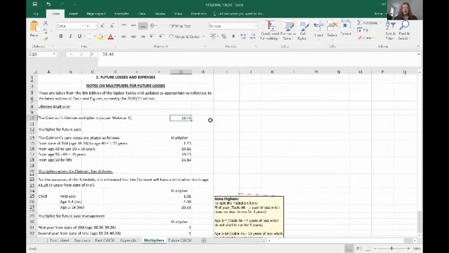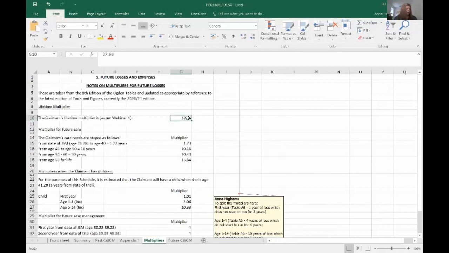So let's say you're in your JSM and the defendant wants to use 37.96 as the lifetime multiplier, and you want to see what difference that makes to your costings. In your multiplier tab, you simply have to change the lifetime multiplier to 37.96. And if you keep your eye on row 18 from age 60 for life, when I press enter, you will see that changing the lifetime multiplier will then change your final split multiplier.